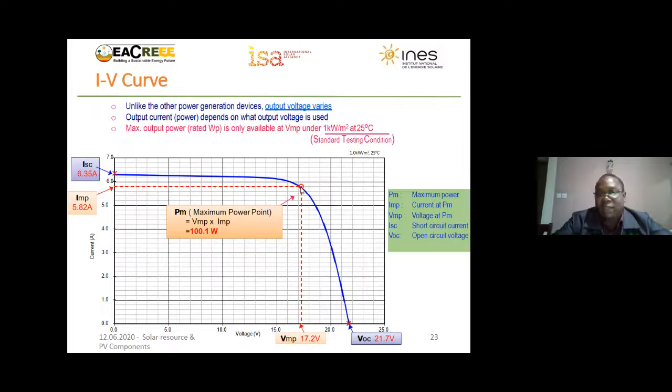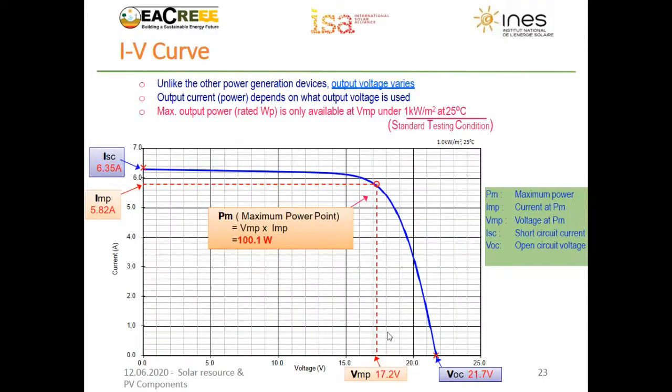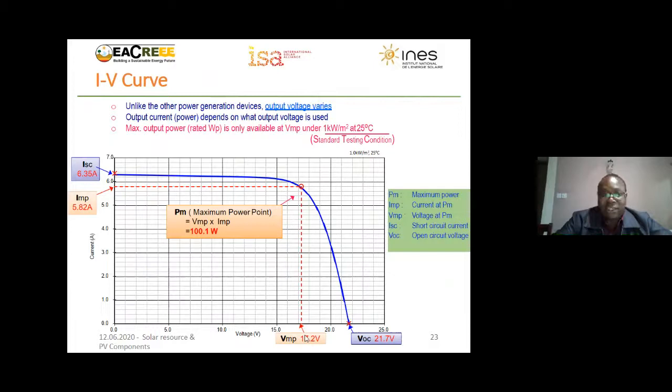Usually we refer to that current as current at maximum power, and remember it's usually less than short circuit current. Then the voltage at which you can obtain maximum power is referred to as voltage at maximum power. You can see it here. And it's usually also less than open circuit voltage.